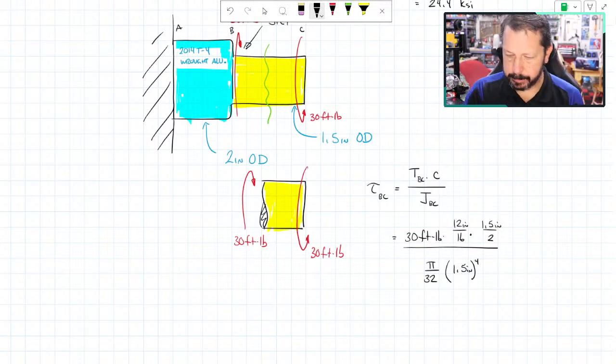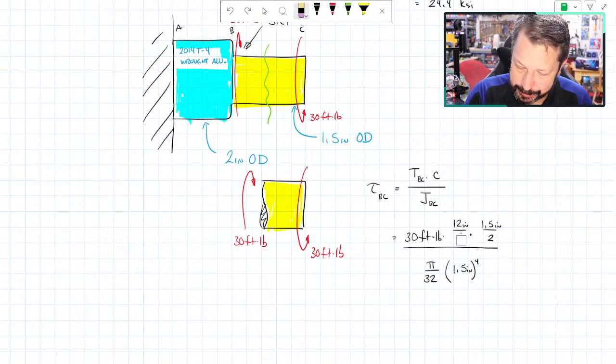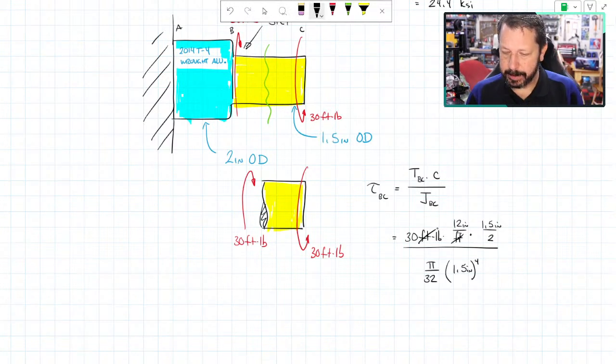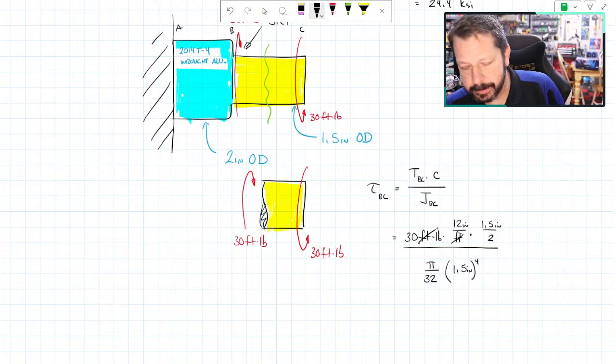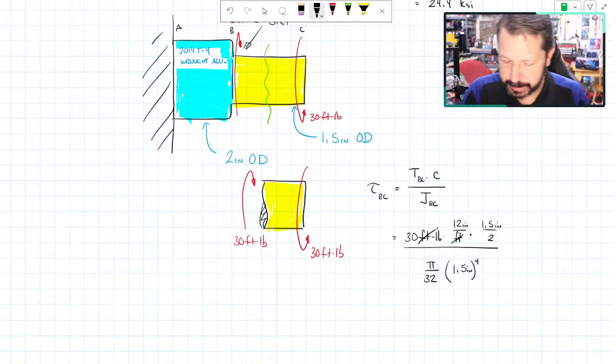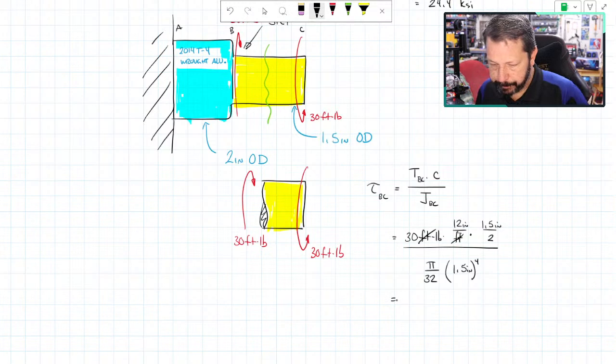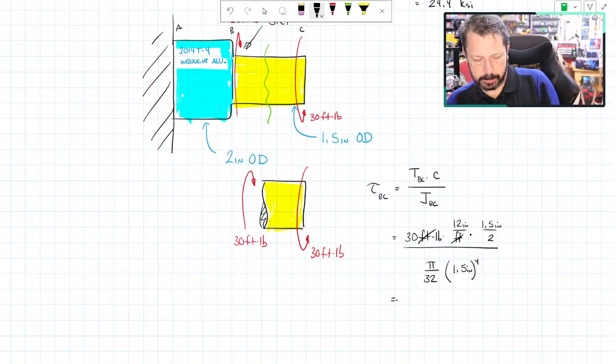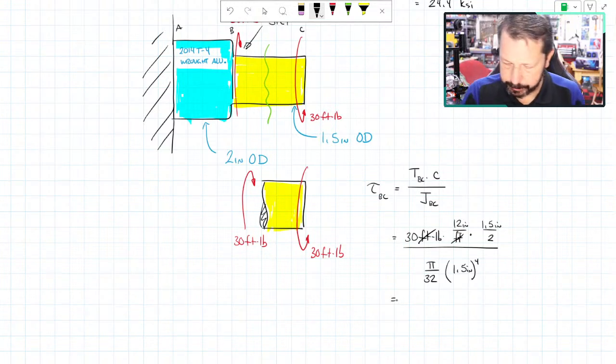Okay, these pounds cancel out. Oh, those don't, because I wrote the wrong thing. This should be feet. Feet cancel out. The inches end up being inches squared in the denominator, and I end up with pounds per square inch. And my number is 30 times 12 times 1.5 divided by 2, 270 in the numerator.